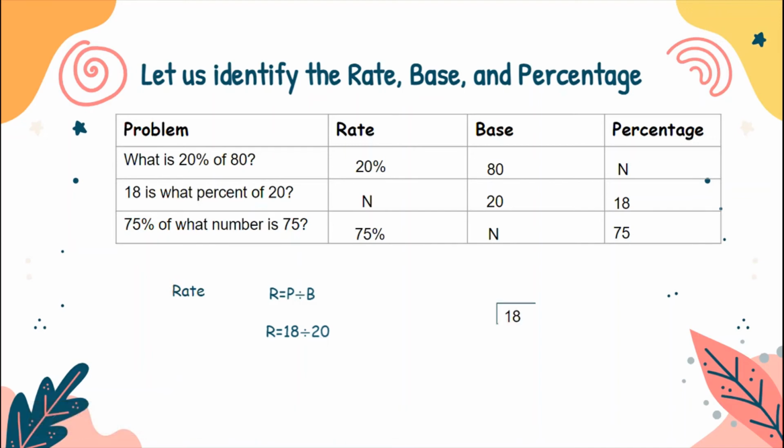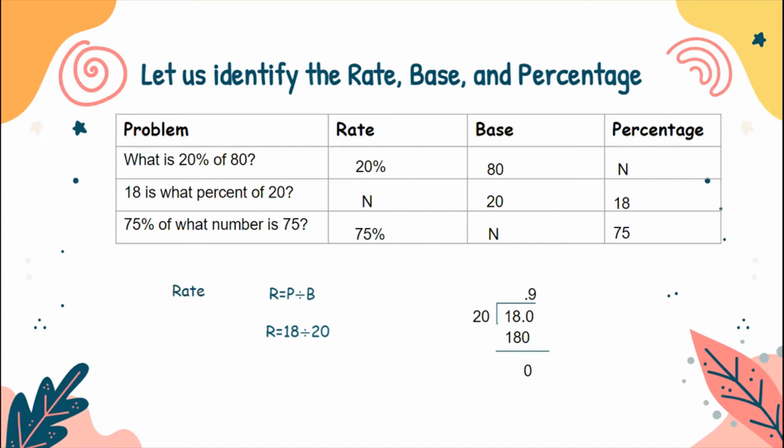So 18 divided by 20. We cannot divide 18 by 20 because 18 is less than 20. So we're going to add a decimal point and 0 to make it 180. Don't forget to align your decimal point at the top. Then 180 divided by 20, the answer is 9. 9 times 20 is 180. And 180 minus 180 is 0.